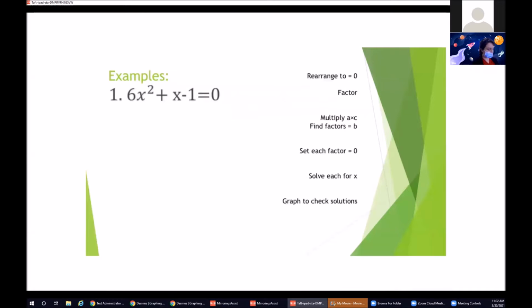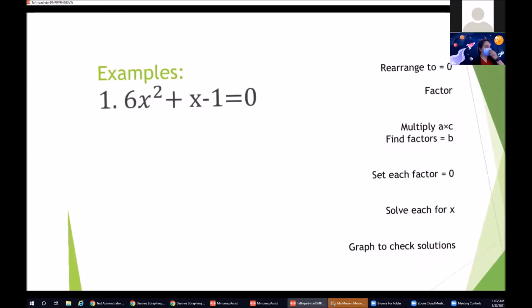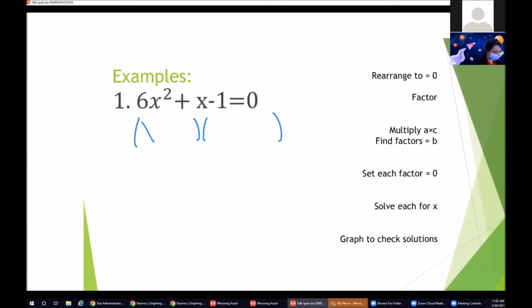So let's go ahead and start with our first example. So this one right here, if you don't have the packet, write it down. Notice how it already is set up with equals to 0, so we do not need to rearrange anything. Now our first step is to factor. So we're going to bring down two parentheses. What do we drop down in each parenthesis? X and X, good job.